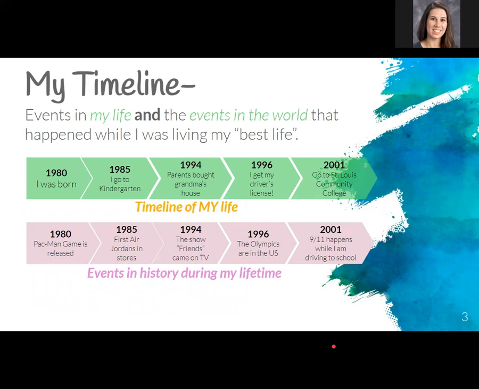So another real life example is my timeline: events in my life and events that were happening in the world during the timeline of my life. Miss Leon was born in 1980. In 1985, I went to kindergarten. But when I was born in 1980, the game Pac-Man was released.